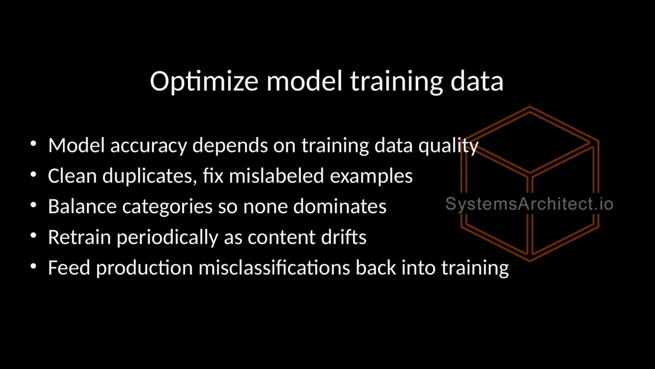Remove duplicates, correct mislabeled examples, and balance categories so none dominates the training set. Content and language both drift over time. A model trained once and never revisited gradually falls out of step. A practical tip is to track misclassifications in production. Feed the clearest examples back into the next training round.